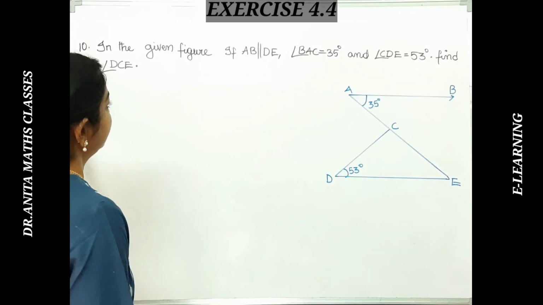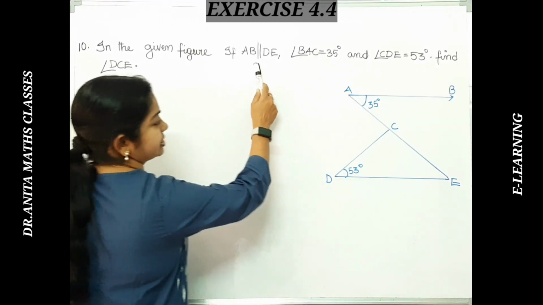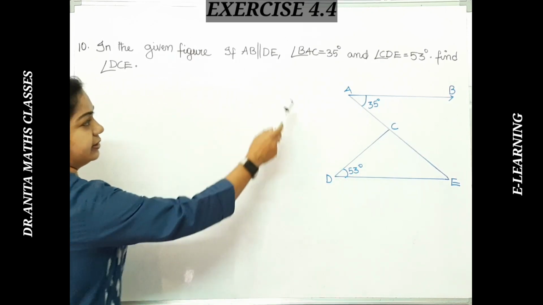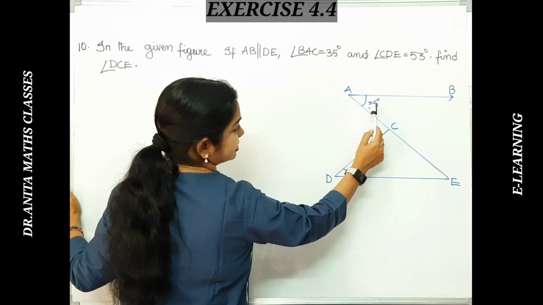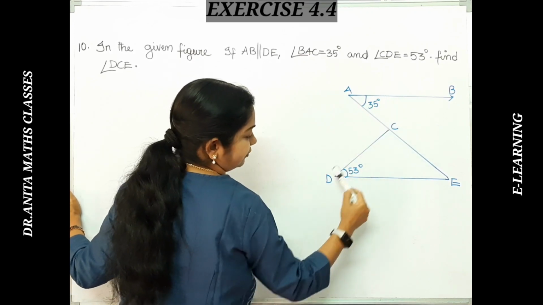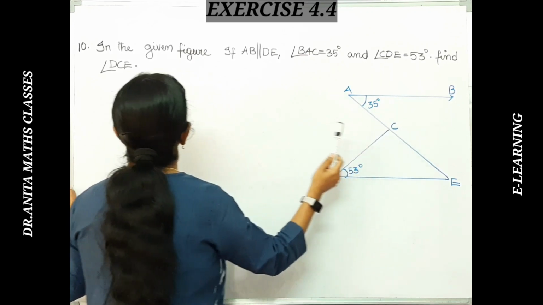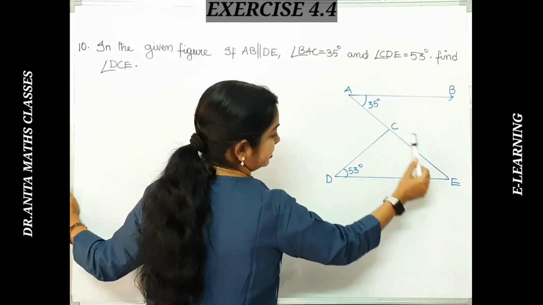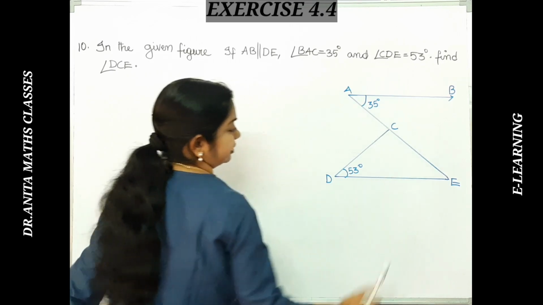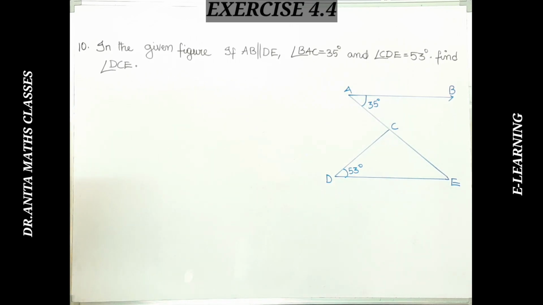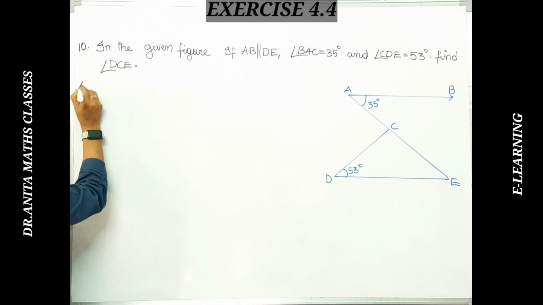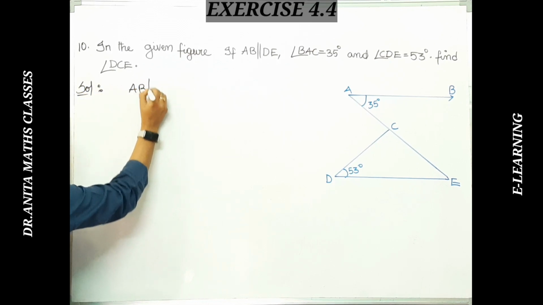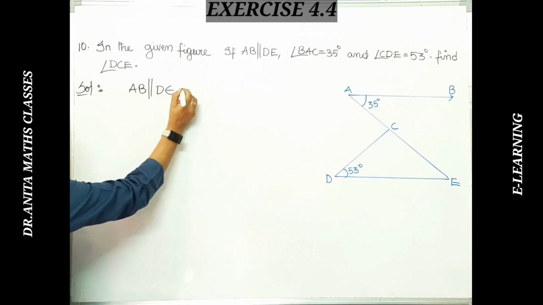The 10th problem. In the given figure, if AB is parallel to DE, and the angle BAC is 35 degrees, this angle, and angle CD is 53 degrees, this angle, find angle DCE. DCE, this angle we need to find, right? Here given that AB is parallel to DE, let's start with that. Parallel lines property, AB is parallel to DE, given.